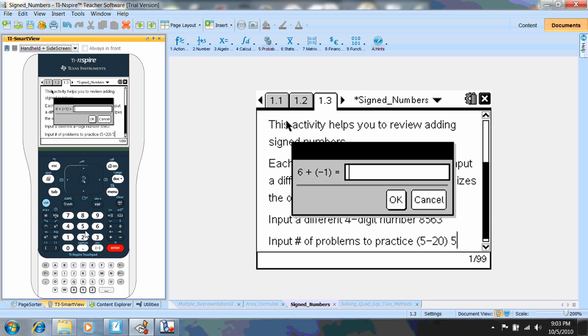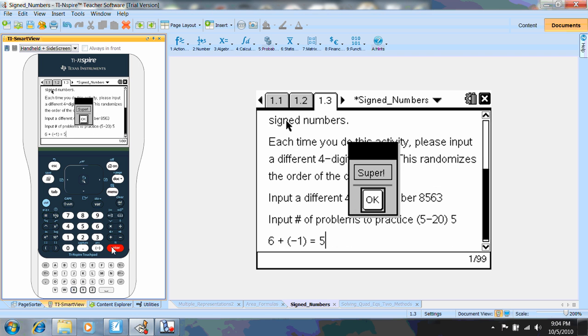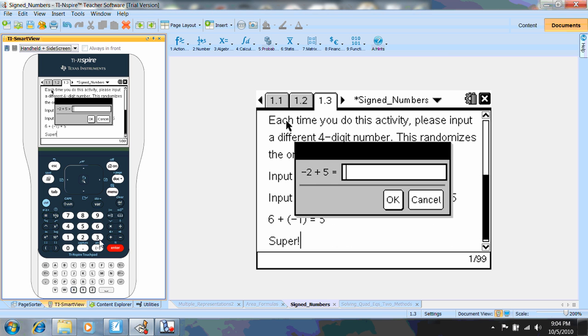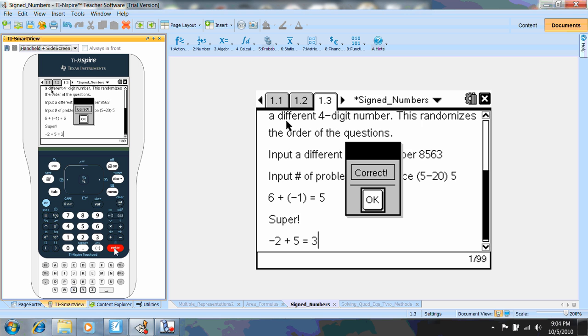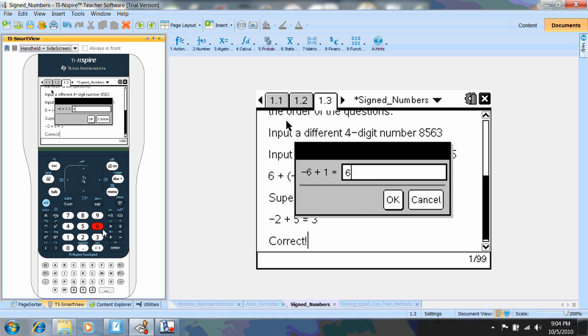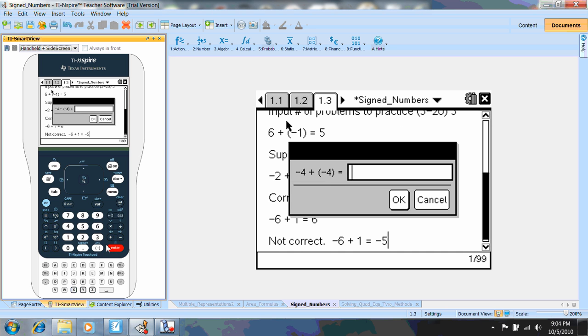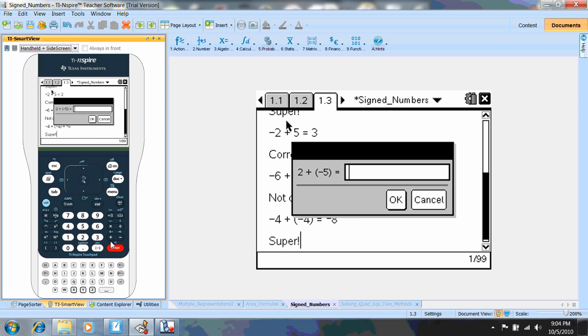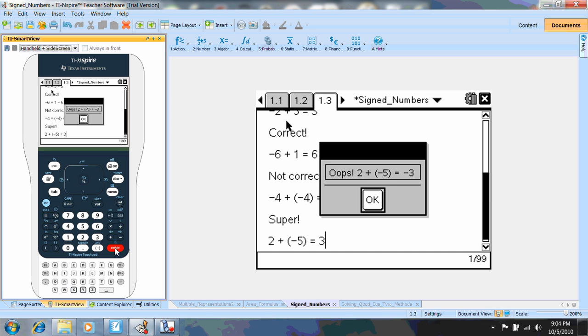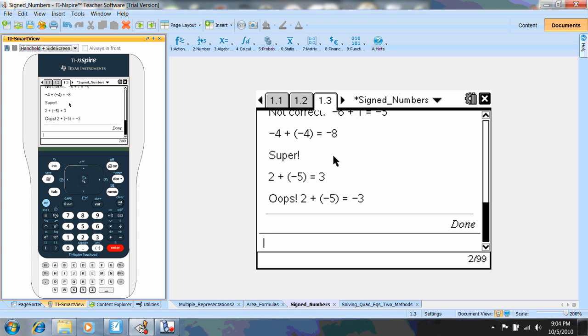So 6 plus -1, if you type in the correct answer, super. -2 plus 5, 3, correct. So I'm going to miss this one on purpose, see what it does. Not correct, it says it's -5. And then finally I will get the last one wrong just to see what happens here. And again, oops, it is -3. And you'll notice in the background it was showing you whether you got them right or not, so the teacher can see how the student's doing. And so can the student see how he or she is doing.